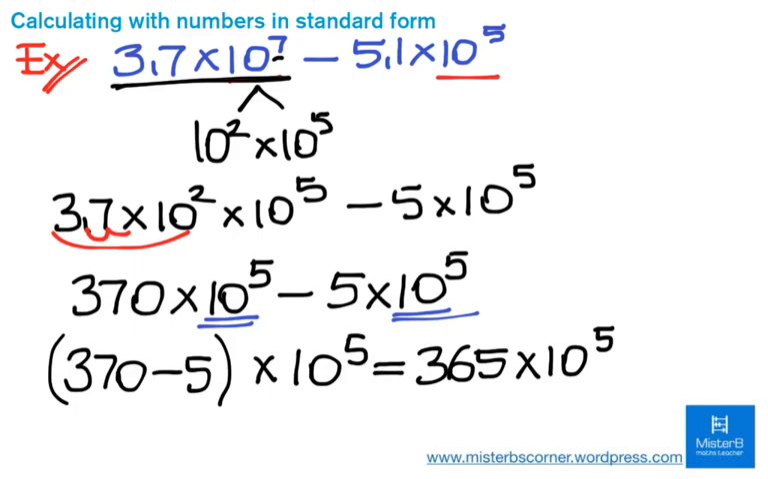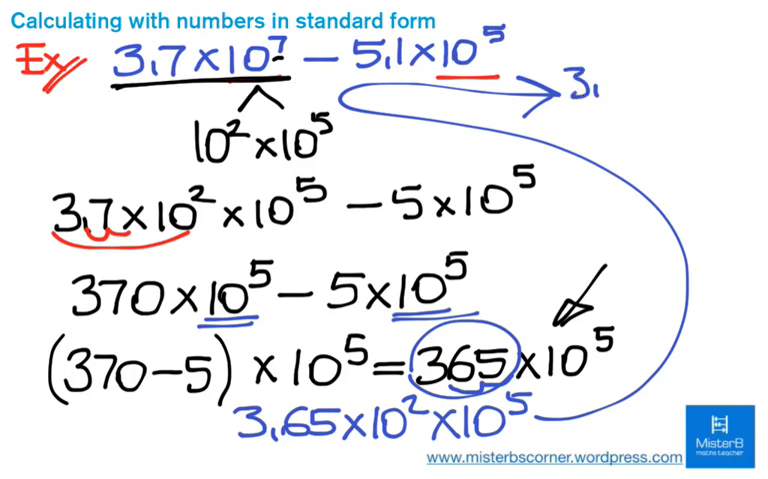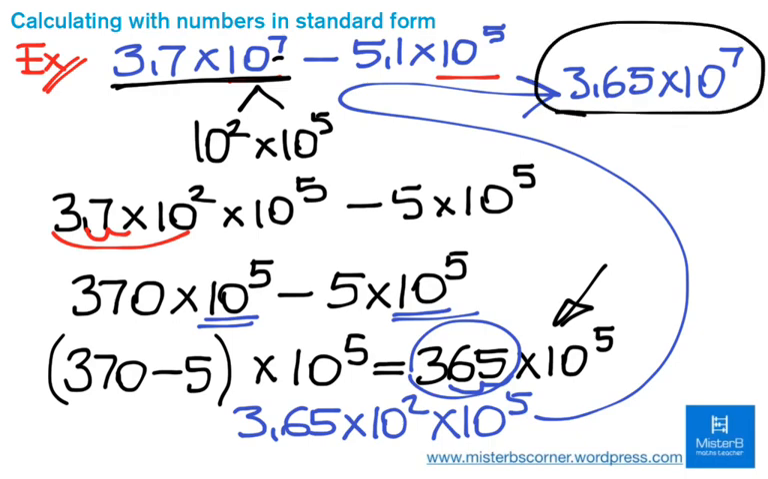Now, if the question would ask me to write my answer, which is this one, in standard form, I have to convert this by moving 2 digits to 3.65, right, times 10 squared, this is 365, times 10 to the power of 5, so it will be 3.65 times 10 to the power of 7 if the question was to ask me to write down my answer in standard form. But if it doesn't, this is perfect.